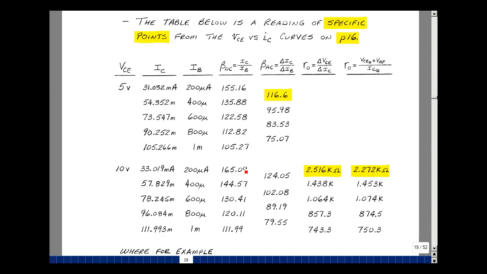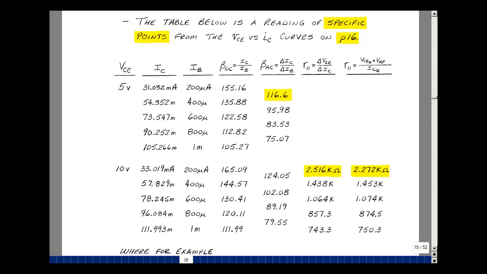Do the same thing at 10 volts. Ratio of this to this is 165.09, and then 144.57, 130.41, 120.11, and 111.99. None of these agree with each other. The value of beta depends on where exactly you're operating. When we're analyzing an amplifier, we might want to find the value of beta DC roughly at the area that we're looking at operating the transistor.